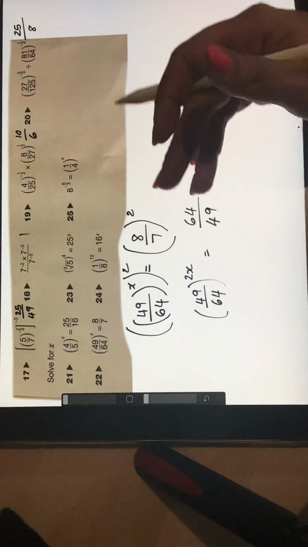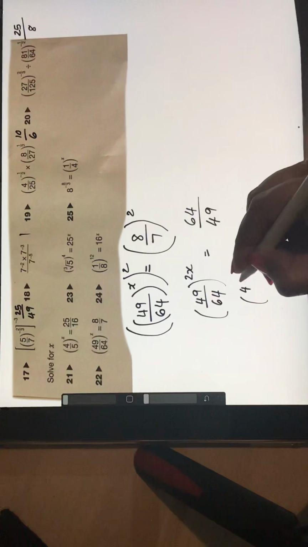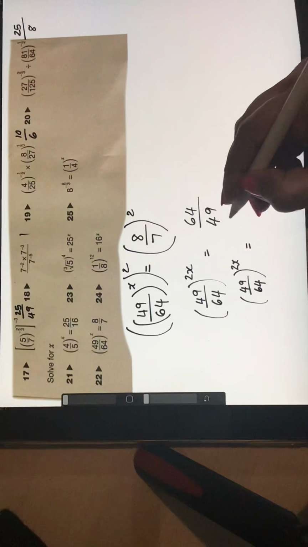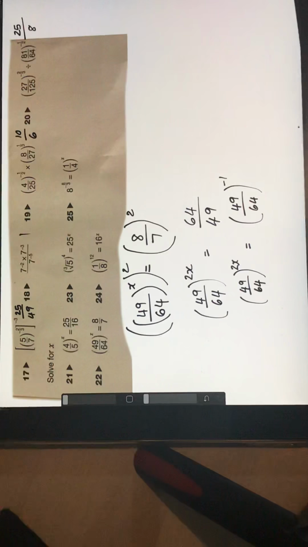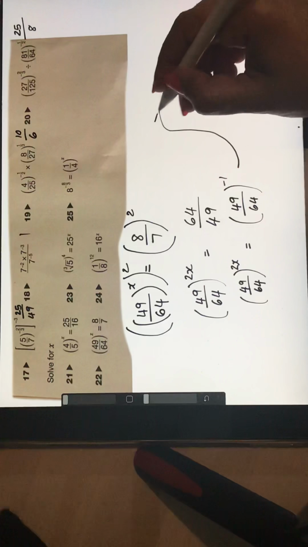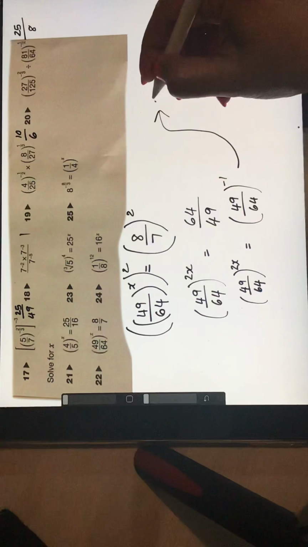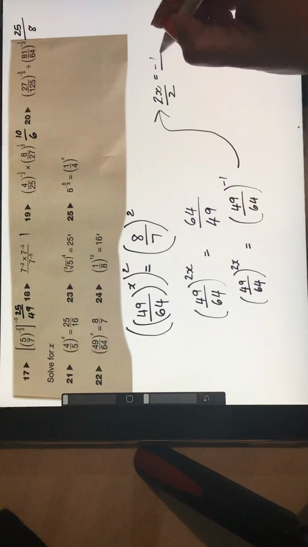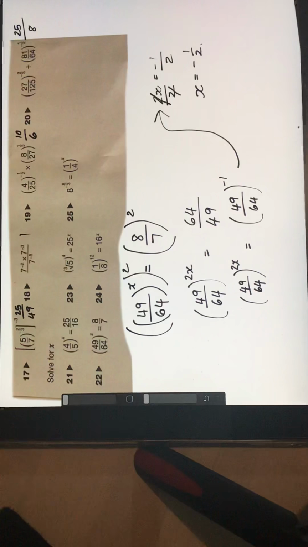So instead of flipping this one, I'm going to flip the second one just to show you that it is possible either way. So I'm going to keep this one 49 over 64 raised to the power of 2x, but I'm going to flip this one to be 49 over 64, but then it's going to be to a negative 1 power. Then, because our base numbers are the same, we are not eliminating them. We are simply disregarding them to solve the value of x. So then we can say 2x is equal to negative 1, and we divide both sides with 2 so that we can get x alone as negative a half.